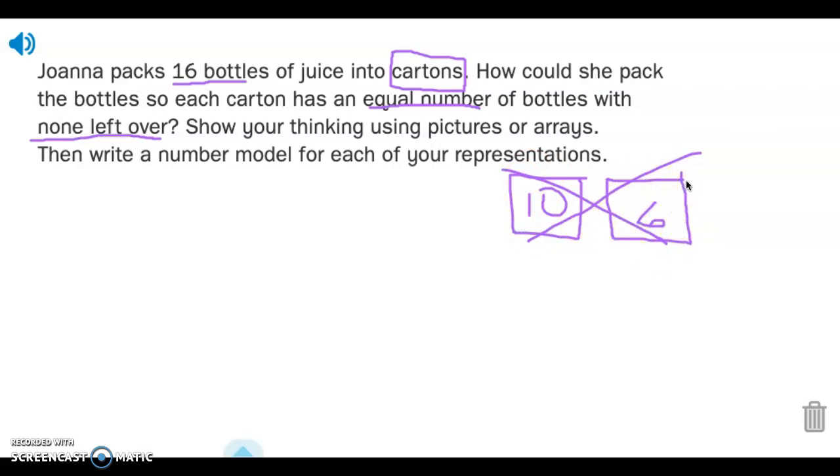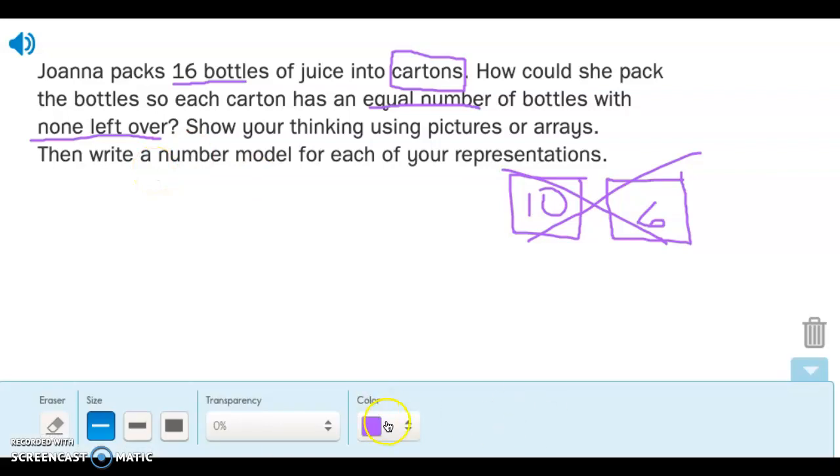There is more than one right answer, so find at least one way to put all of these bottles into separate cartons with equal numbers. And then if you'd like to challenge yourself, try to find another one. Okay, put me on pause and go ahead.